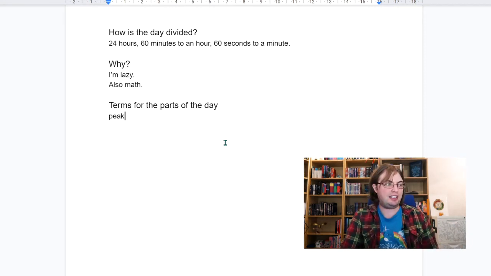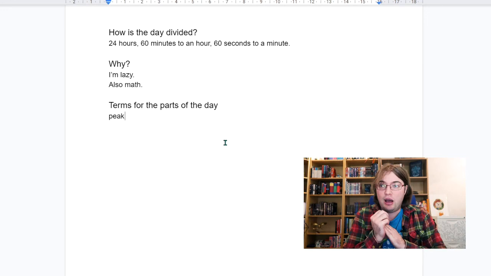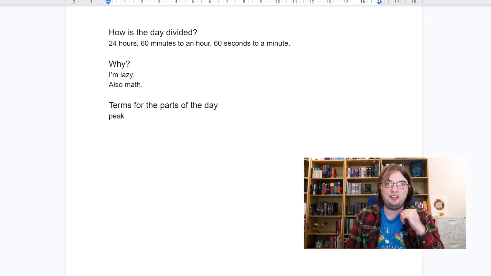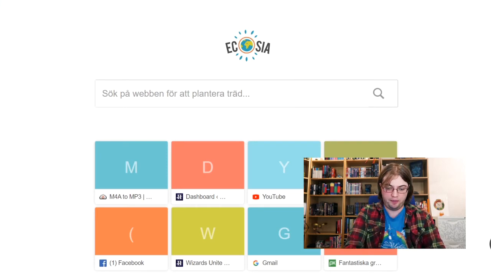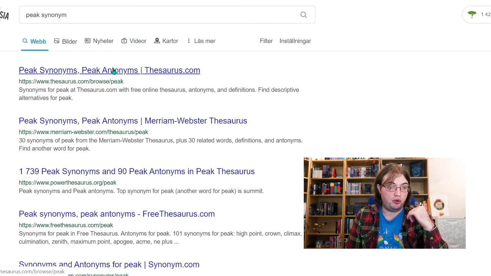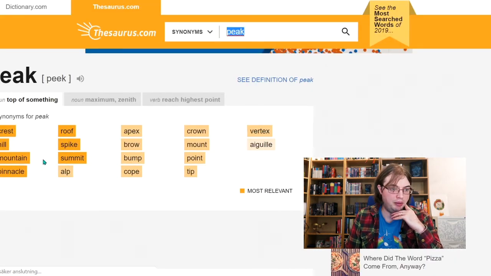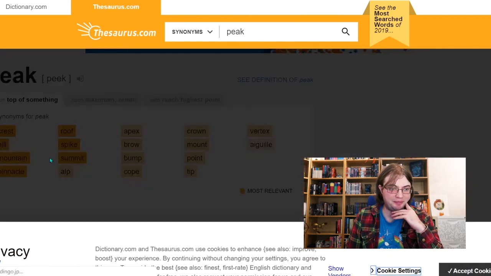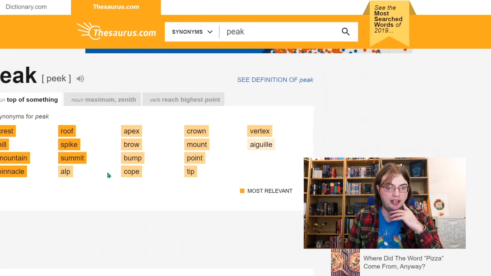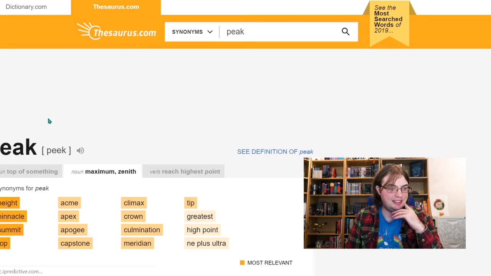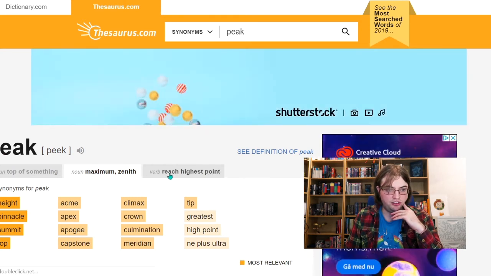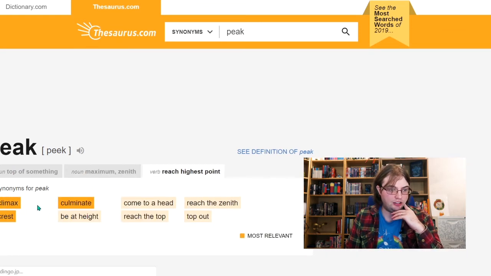So a peak is a time measurement. And now let's try to figure out what the word peak signifies. So the first thing I'm going to do with this is I'm going to Google synonyms and definitions for peak, thesaurus.com. I'm sure that's good. So we have crest, hill, mountain, pinnacle, roof, spike, summit. Privacy, yes, we accept cookies. I accept cookies. Cookies are good. There's also alp, apex, brow, cope, tip, point. Let's see. Noun for maximum and zenith. We have height, pinnacle, summit, top. Same sort of, and as a verb, climax, crest, culminate.